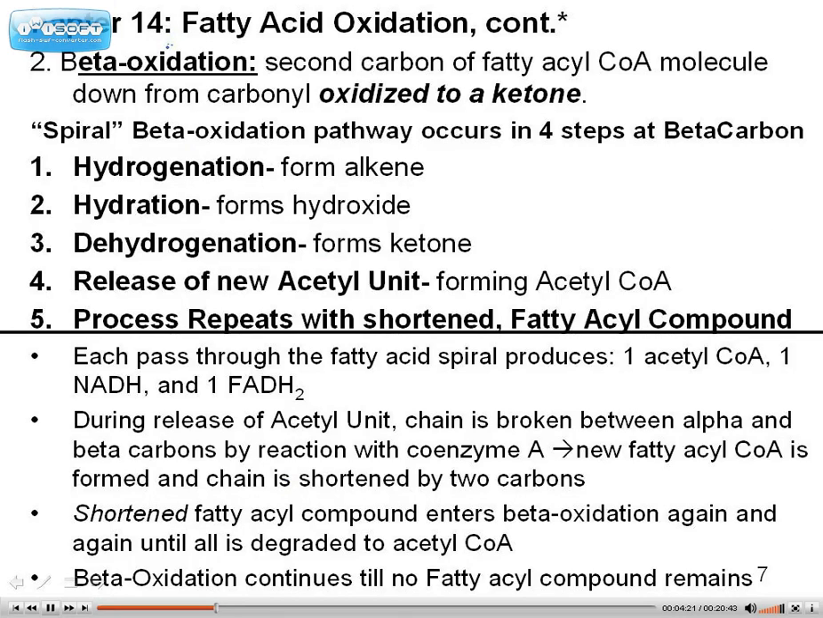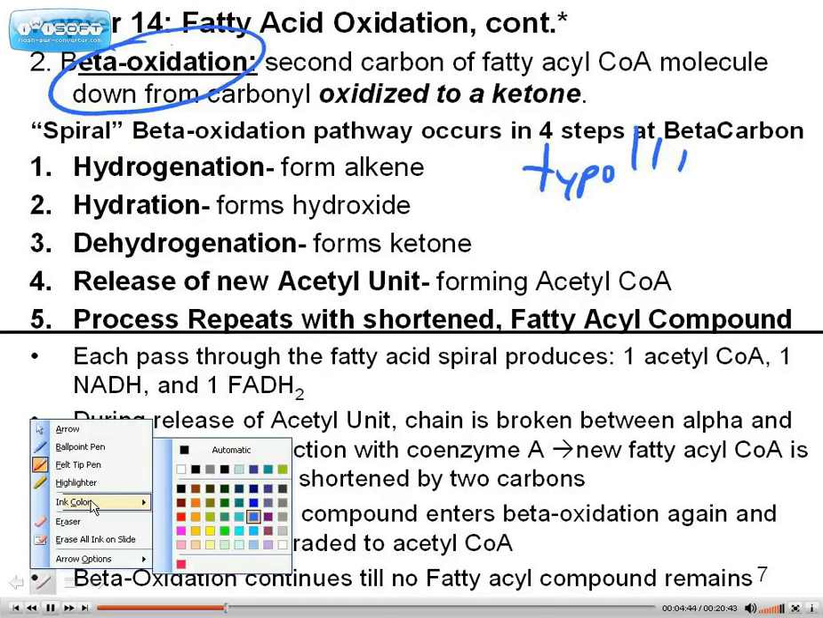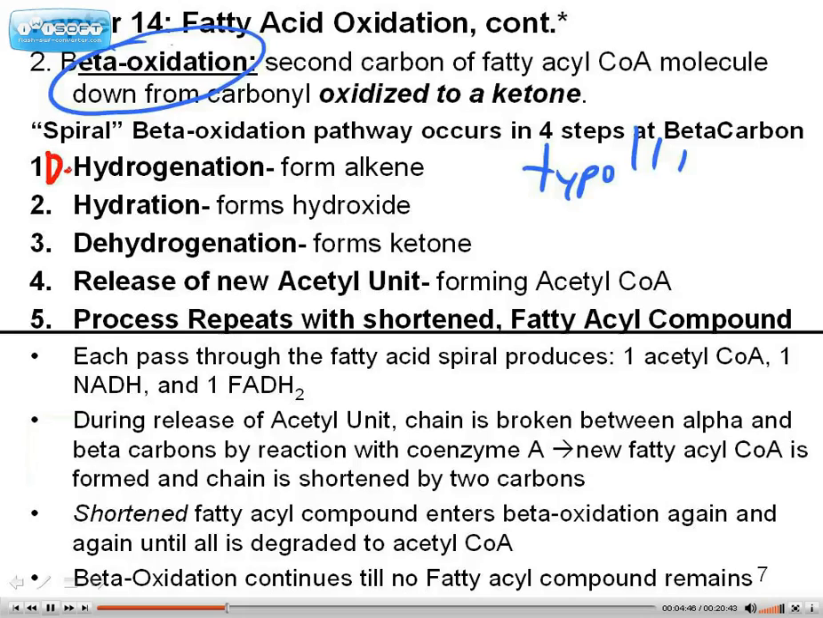Once we've attached a coenzyme A, removed an alcohol, forming a fatty acyl coenzyme A, we then have beta oxidation. There are 4 steps in beta oxidation, and the first step I do want to point out to you, there's a typo. This right here should say, and I'll put this in red, dehydrogenation, because it forms an alkene from an alkane. So here are the steps: dehydrogenation, hydration, dehydrogenation, and finally release of an acetyl unit.